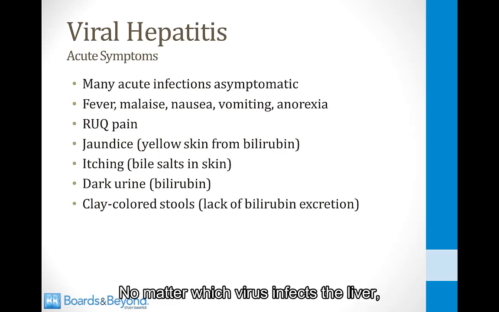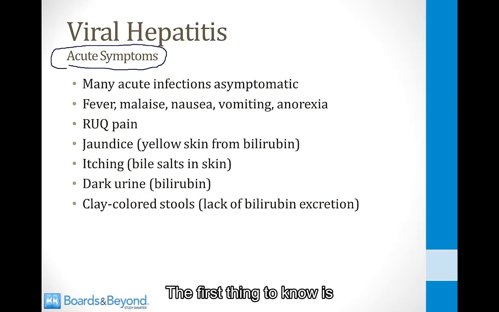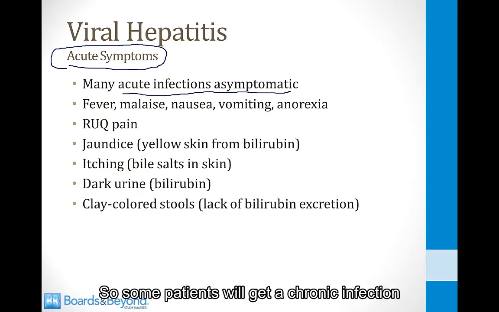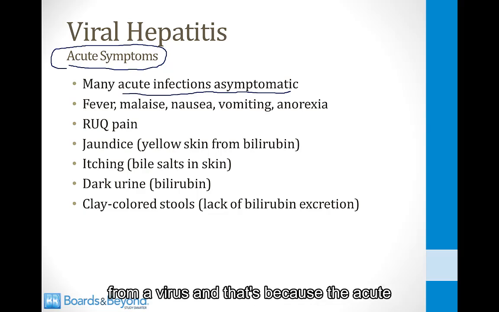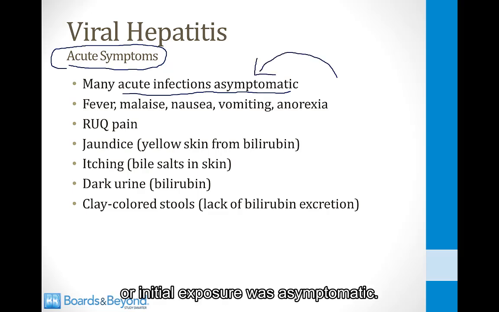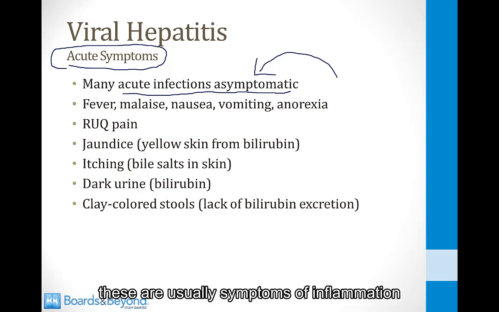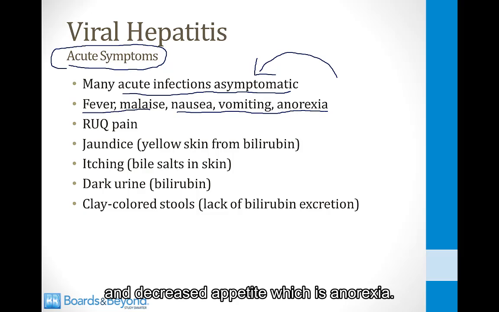No matter which virus infects the liver, there are some common themes in terms of the acute symptoms and the initial clinical presentation. The first thing to know is that many acute infections are asymptomatic, so some patients will get a chronic infection and not recall ever having had an acute infection from a virus, and that's because the acute or initial exposure was asymptomatic. When people do have symptoms from an acute viral hepatitis, these are usually symptoms of inflammation like fever and malaise. There are also GI symptoms like nausea and vomiting and decreased appetite, which is anorexia.